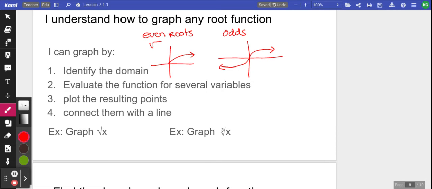So whenever we identify the domain, which is our x terms, notice it kind of follows with our notes we had on the last slide, where even roots we can only take of positive numbers. So our domain for any of our even roots are going to be x greater than or equal to 0. And our odds, we can take any integer roots, and so it's going to be all x's.